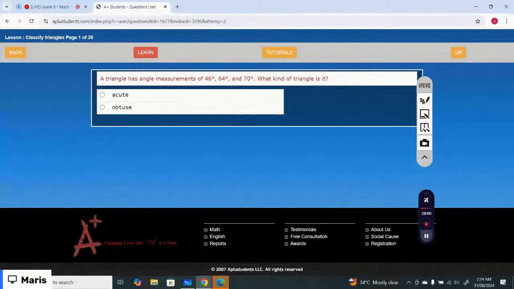You have three types of triangles: acute triangle, obtuse triangle, and right angle triangle. An acute triangle is the one that has all three angles less than 90 degrees. The triangle that has one angle greater than 90 degrees is the obtuse triangle, and the one that has one angle of 90 degrees is the right angle triangle.